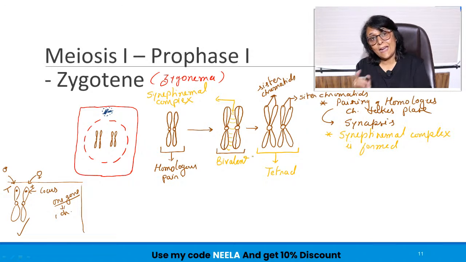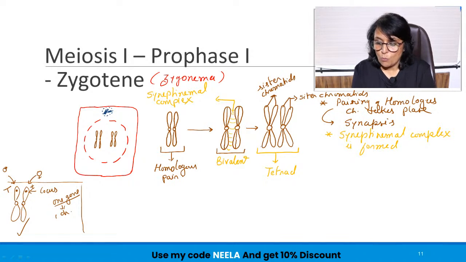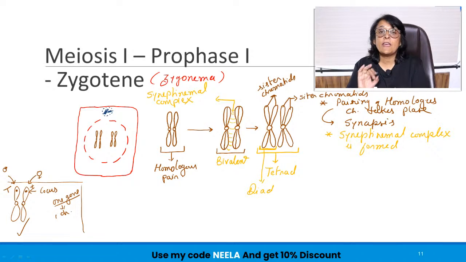Now we can add one more stage here. What can we call this? Only this part. This is known as a dyad. You know, this is very, very important.